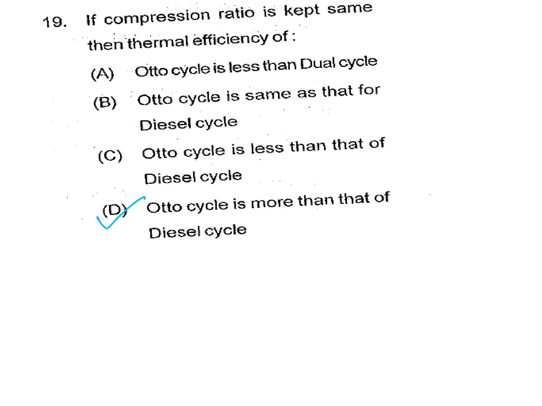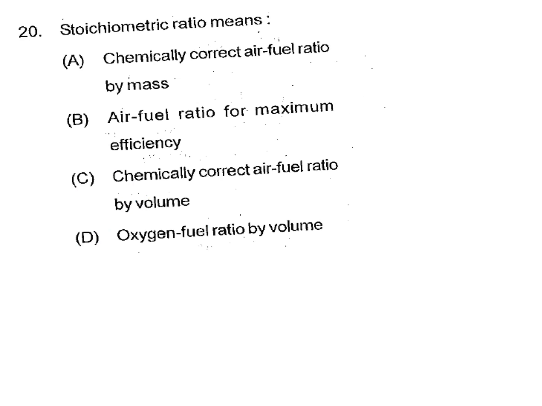Question is, stoichiometric ratio means chemically correct air fuel ratio by mass, air fuel ratio for maximum efficiency, chemically correct air fuel ratio by volume, oxygen fuel ratio by volume. Answer is chemically correct air fuel ratio by mass. This is the stoichiometric ratio.